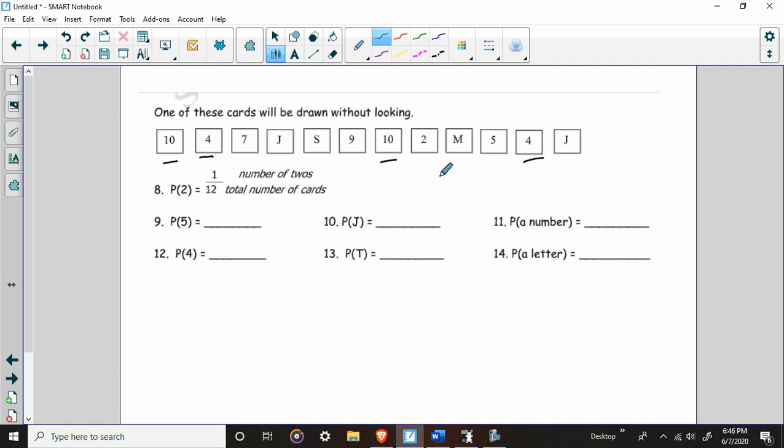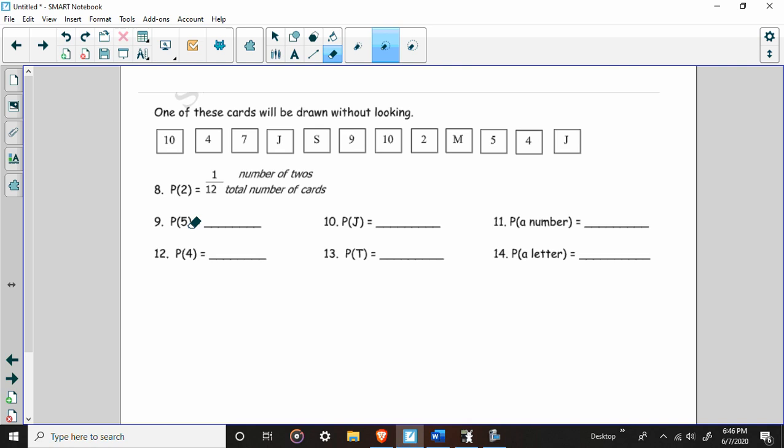So right off the bat, we would expect that 10 and 4 are things that are more likely to come out. J occurs more than once, right? So these things are more likely because there's more 10s and 4s and J's than there are, say, a 9, which only appears once, okay?